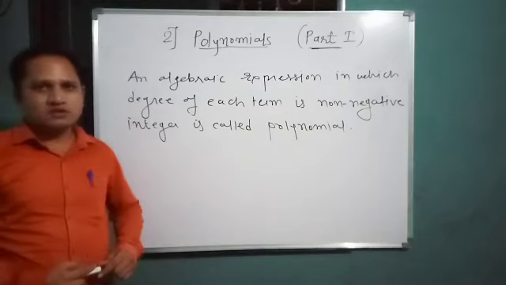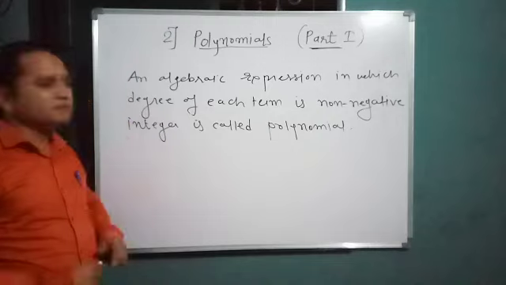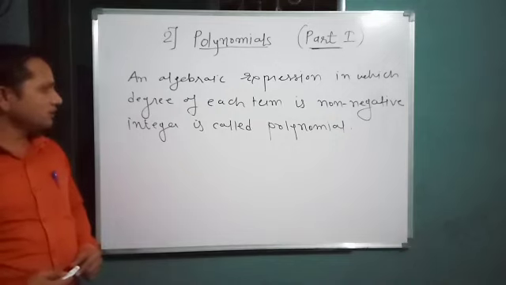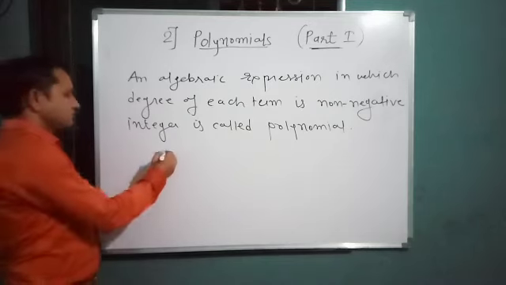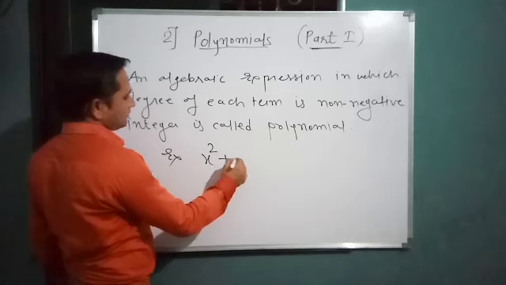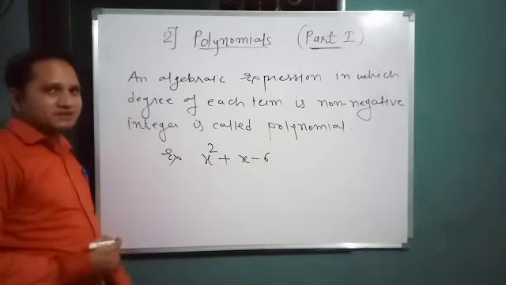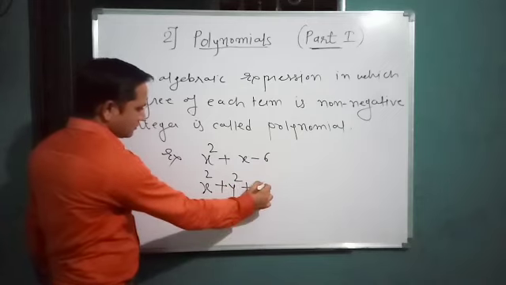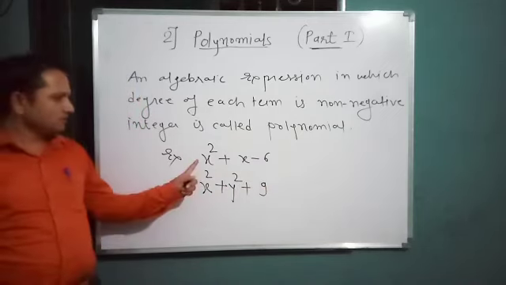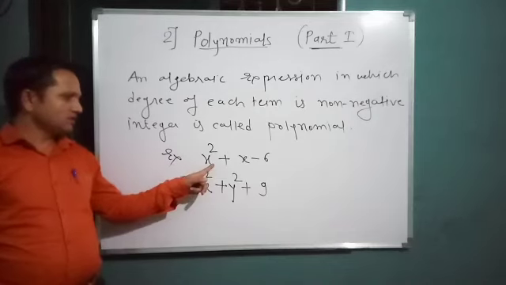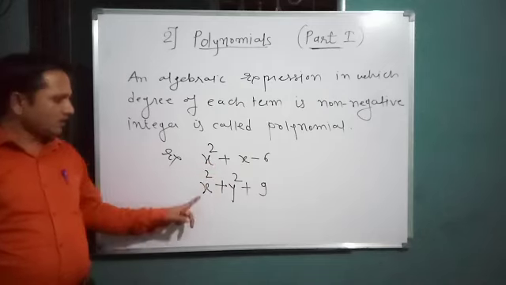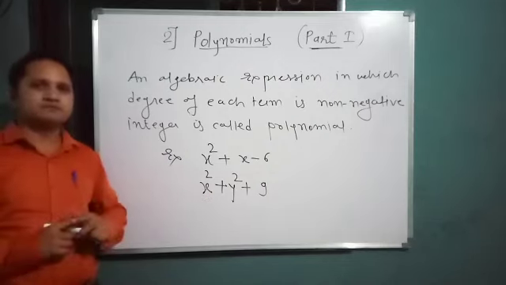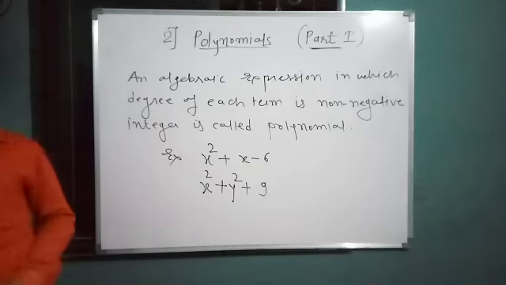This is the definition of polynomial. Okay, an algebraic expression in which the degree of each term is a non-negative integer is called a polynomial. Example: x square plus x minus 6 is the first example of a polynomial. Second example, you can write x square plus y square plus 9. So these are examples of polynomial. This is the example of a polynomial in a single variable, and this is the example of a polynomial in two variables. Okay, these are polynomials of different variables, and this is the definition of polynomial. So you can write.